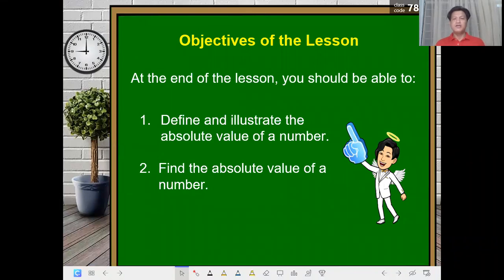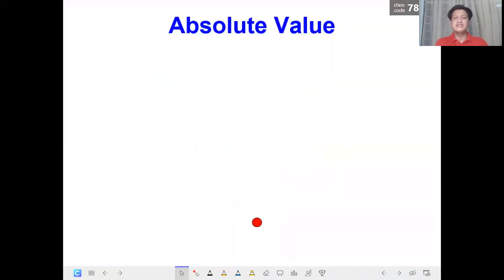So with that, our objectives of the lesson. At the end of the lesson, you should be able to: 1. Define and illustrate the absolute value of a number. 2. Find the absolute value of a number. So ito po yung kailangan nyo matutunan or ma-master this week. So are you ready? Okay, so with that, let's define.